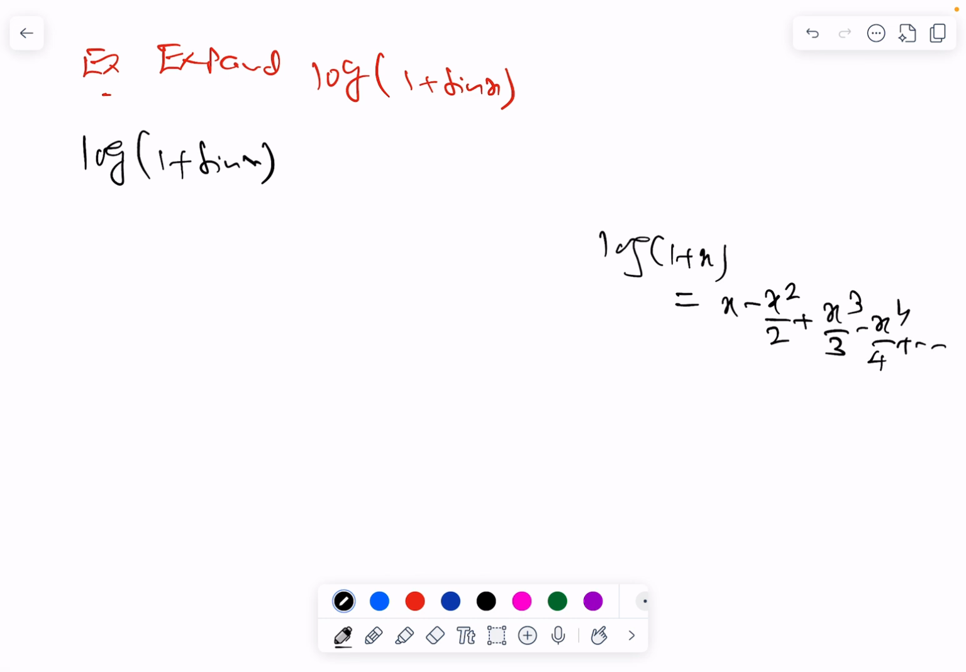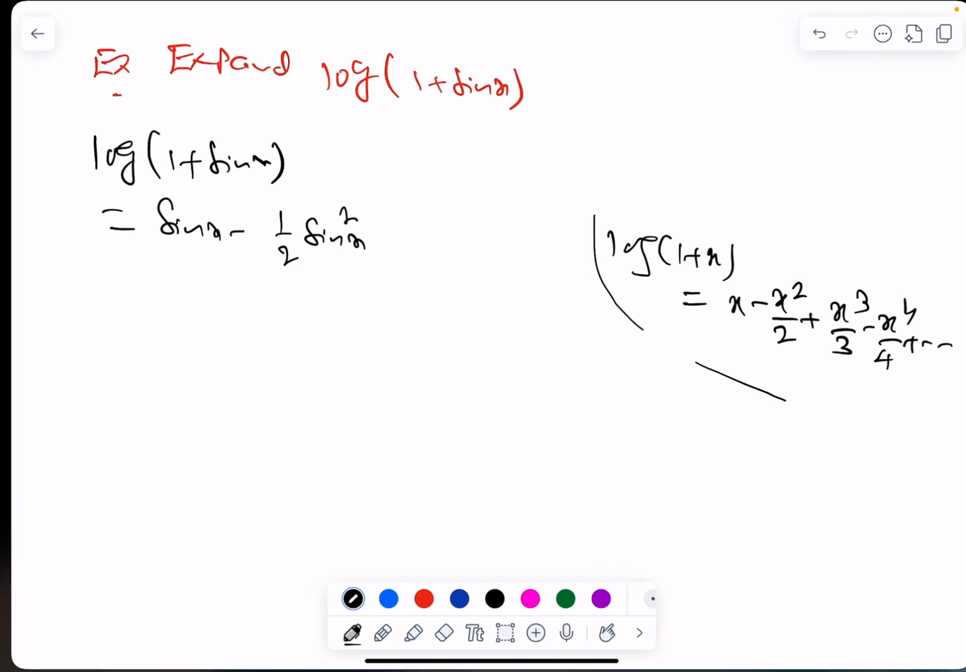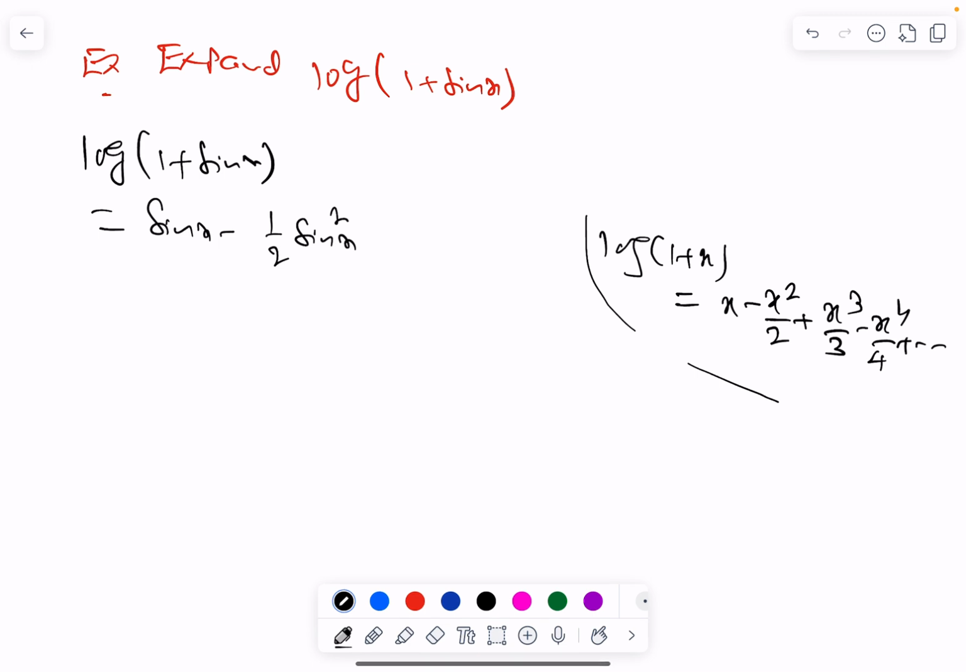So log of 1 plus sin x is sin x minus 1 by 2 sin square x, then plus 1 by 3 sin cube x minus 1 by 4 sin power 4 x and so on. Now this is equal to, now series of sin x.